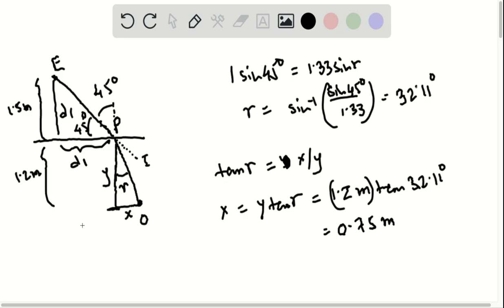So the horizontal distance is d1 plus x equals 1.5 meter plus 0.75 meter equals 2.25 meter.